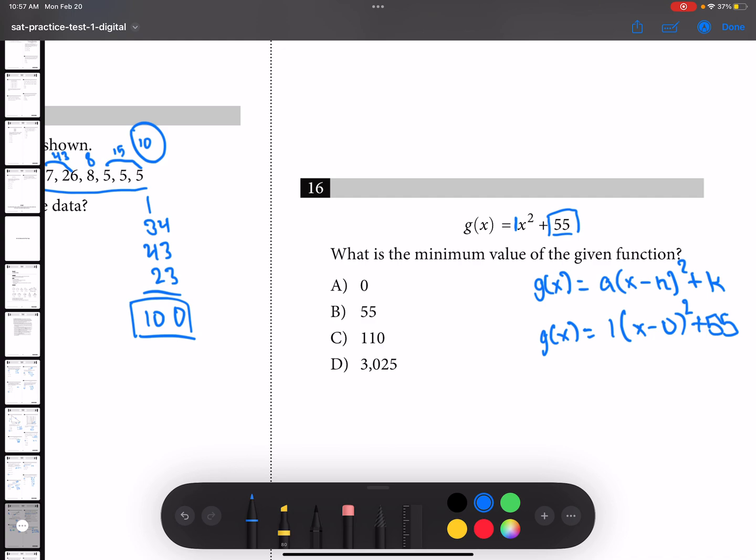So now we have that. What we're going to do is, oh wait, we don't have to solve this. We have our minimum value, 55. We see that this is our minimum value because it's the k value. The k value is known as the minimum value. So that means B would be our answer.